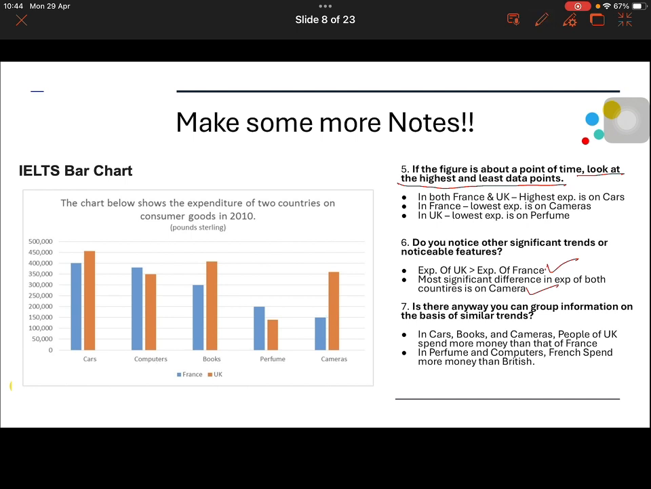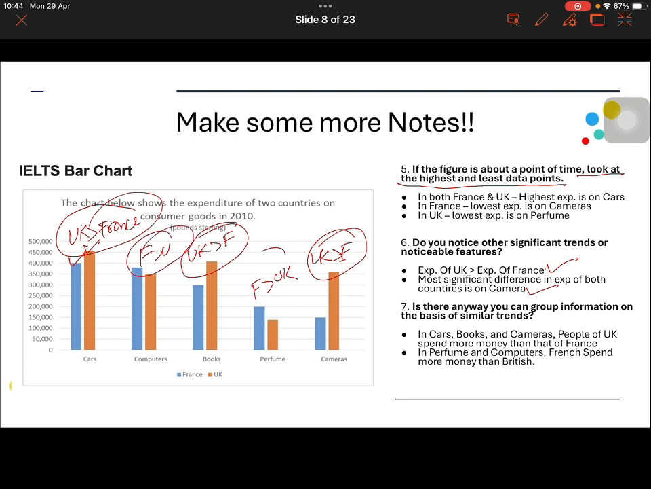Alright, so now what we are trying to do is, is there any kind of similar trend on the basis of which we can group data here, right? Now let us see. Cars ko case ma UK is spending more than France, right? So UK che orange ho ra France ce blue ho, so UK is spending. In computer, France is spending more than UK. In books, again UK is spending more than France. In perfume, France is spending more than UK. In cameras, UK is spending more than France. Now, can we group information, right? So we can group these 3 together and we can group these 2 together, right?